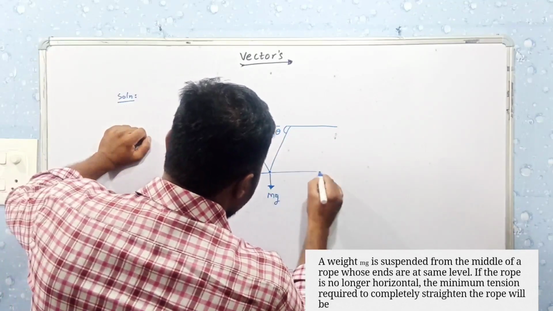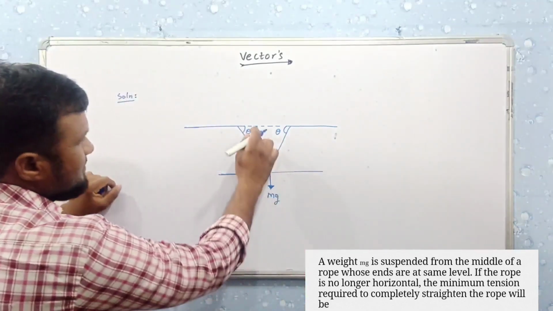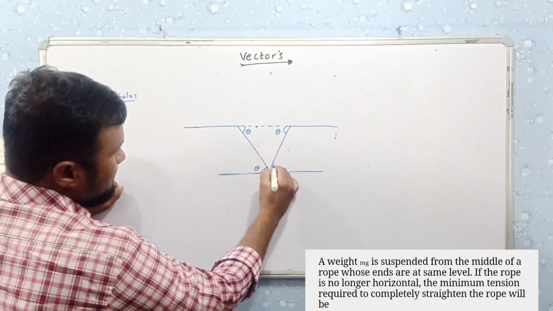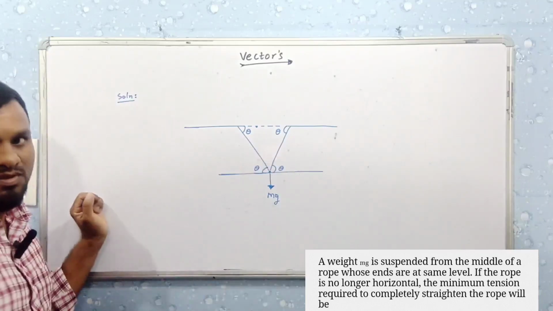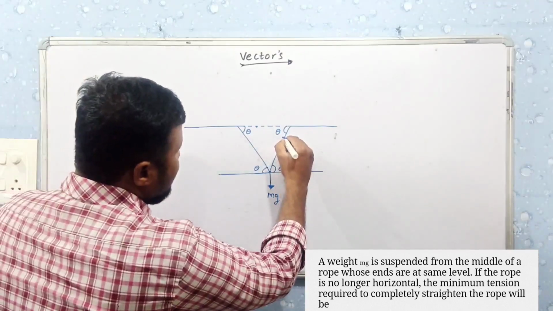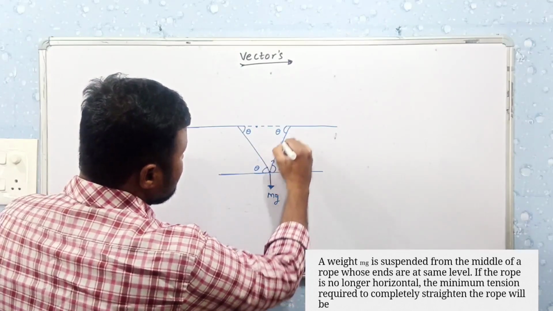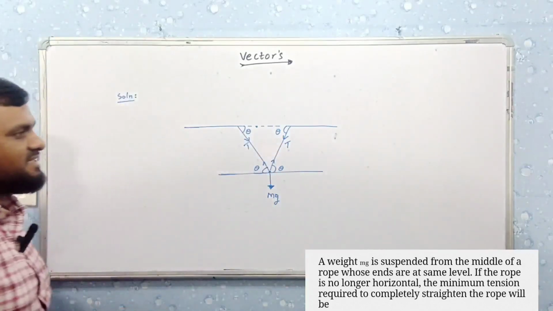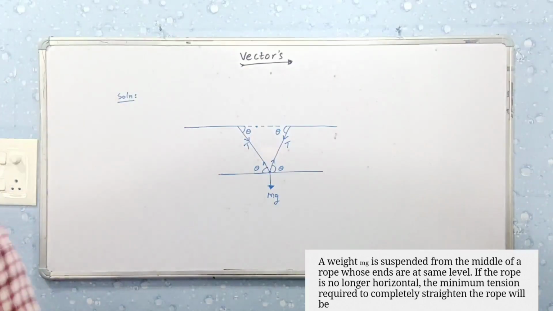If I take a parallel line, parallel lines give equal interior opposite angles. This is theta, this has to be theta. This also has to be theta. We can observe tension T in the string, and here also we can observe tension T in the string. Yes or no?